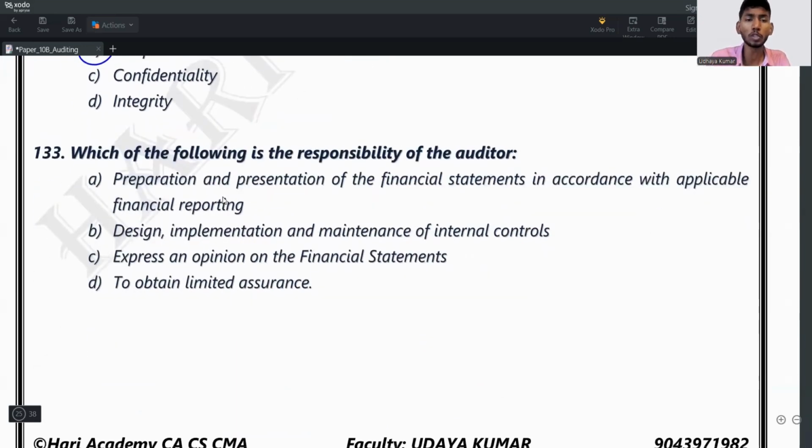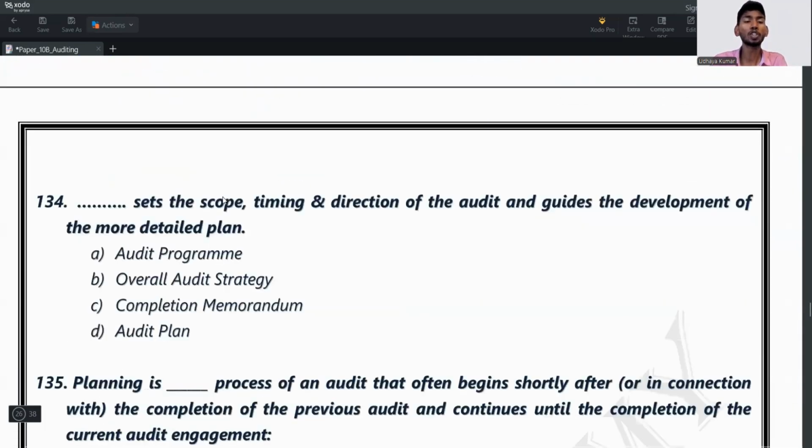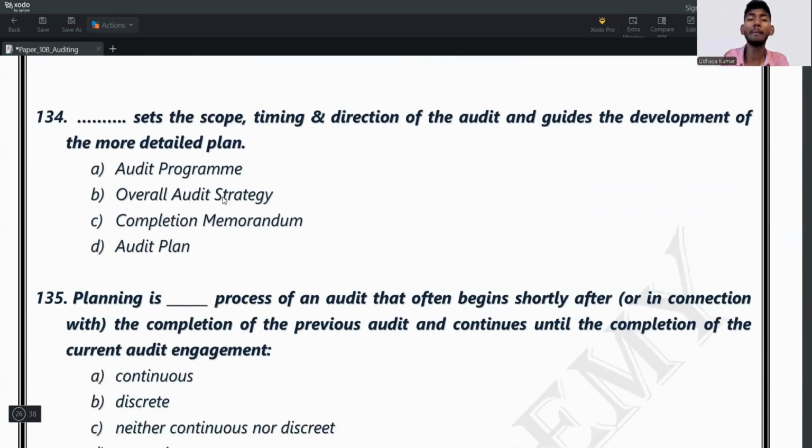Which of the following is the responsibility of the auditor? So here, what are the responsibilities? Preparation and presentation of financial statements is a management responsibility. Design, implementation, and maintenance of internal controls is also management's. Express an opinion on the financial statements, obviously, this is the right option. To obtain limited assurance is not. So the perfect answer is to express an opinion on the financial statements. Moving to question 134. Dash sets the scope, timing, and direction of the audit and guides the development of the more detailed audit plan.